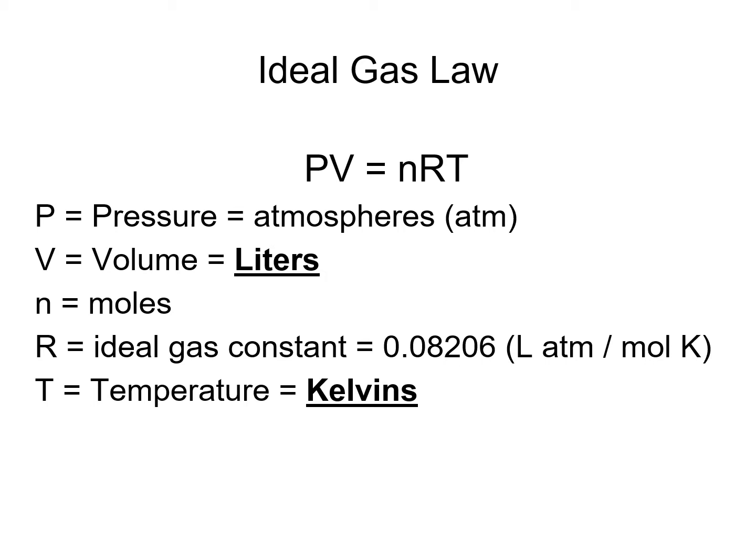The reason for these units is that the units of the ideal gas constant are liters times atmospheres divided by moles times Kelvin. So those units always have to be in those forms because otherwise the equation isn't going to work. So no matter what units we give in the video, you need to convert them to these units: atmospheres, liters, and kelvins.